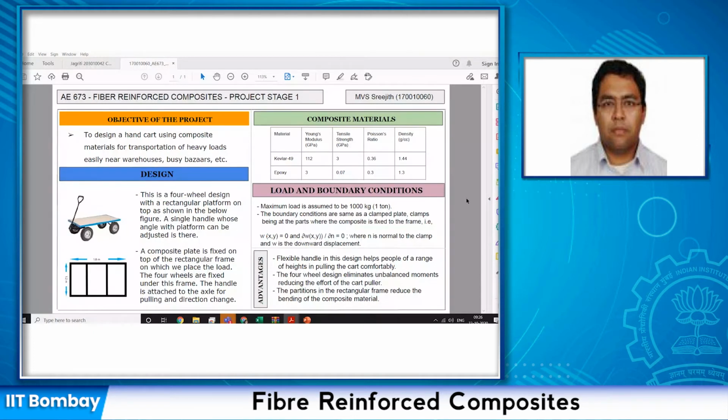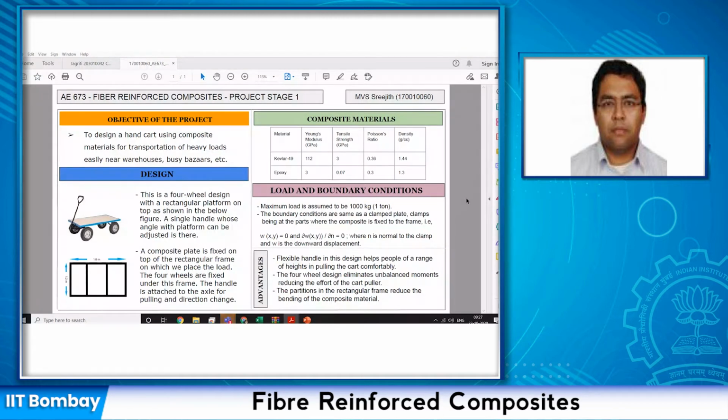The boundary conditions are just when we place the composite on the fixed rectangular frame. We fix the composite at certain locations, as there are two partitions in the rectangular frame. So the boundary conditions are, it will be clamped there. So the boundary conditions are similar to a clamped plate.